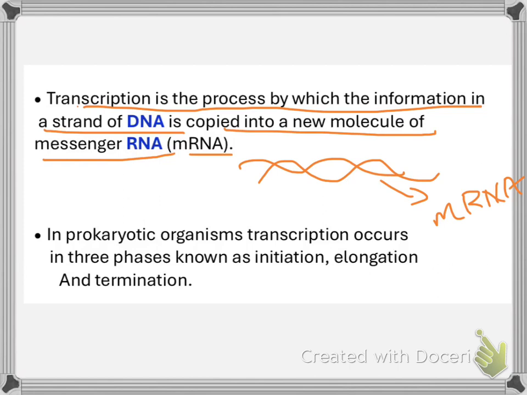In prokaryotic organisms, transcription occurs in three phases. They are initiation, elongation and termination. Transcription occurs in three stages: initiation, elongation and termination.